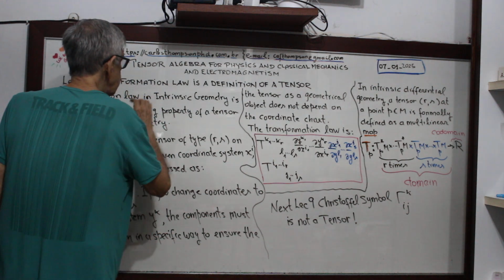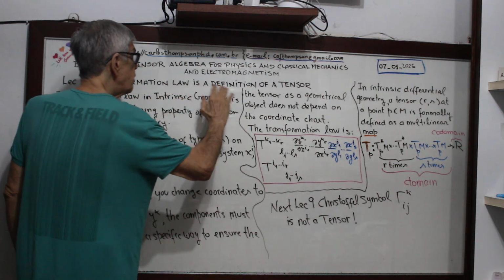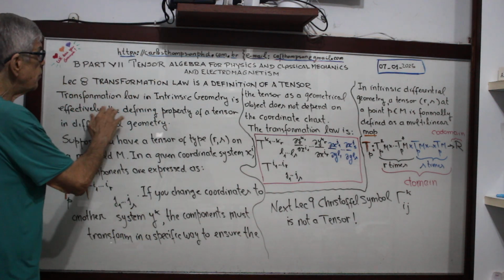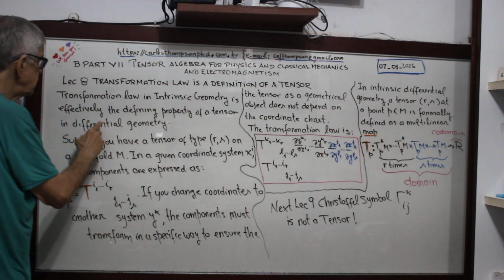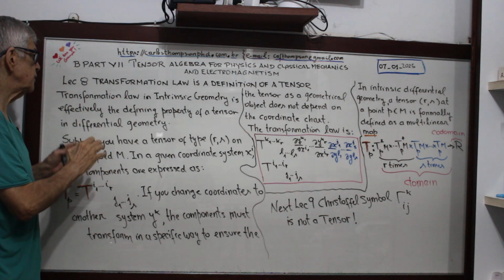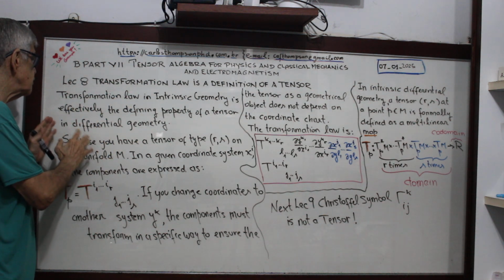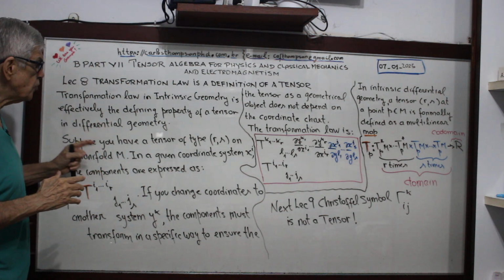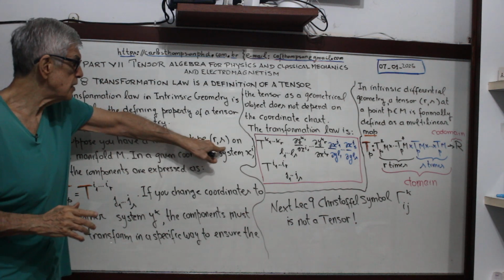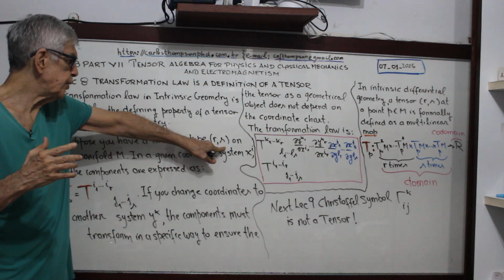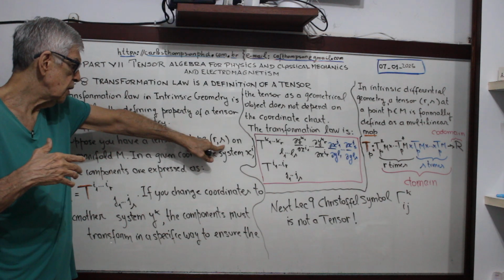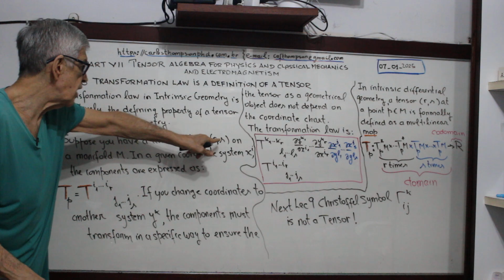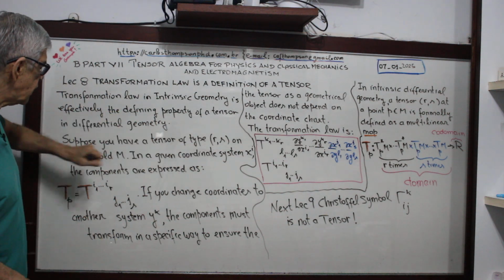Lecture 8, Transformation Law, is a definition of a tensor. Now, transformation law in intrinsic geometry is effectively the defined property of a tensor in differential geometry. Suppose you have a tensor of type (r, s), the same notation as we put in the previous lectures. So this is a type (r, s) on a manifold M.